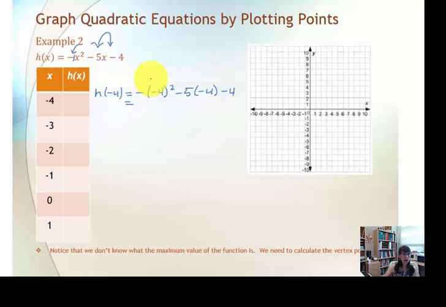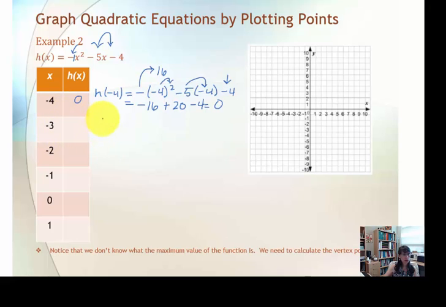So when we simplify, first square the -4 to get 16. And then the negative is multiplied by 16. So we have minus 16 for that first term. -5 times -4 would be plus 20, and -4 is the last term. So -16 plus 20 would be 4. 4 minus 4 makes 0. So our first ordered pair is (-4, 0).